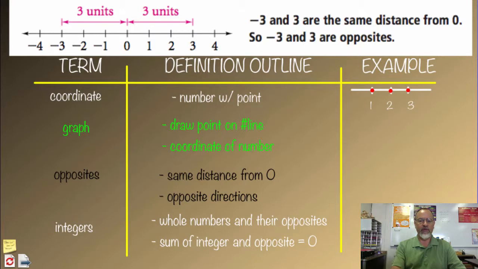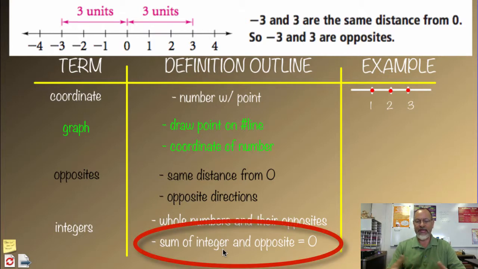Now, a very important point here too is that the sum of any integer and its opposite is equal to 0. So if you take any integer that you'd like, 7, and you add to it its opposite, negative 7, you get a sum of 0. So the sum of any integer and its opposite is 0. Again, a very important concept that we'll use a lot when it comes to solving equations.